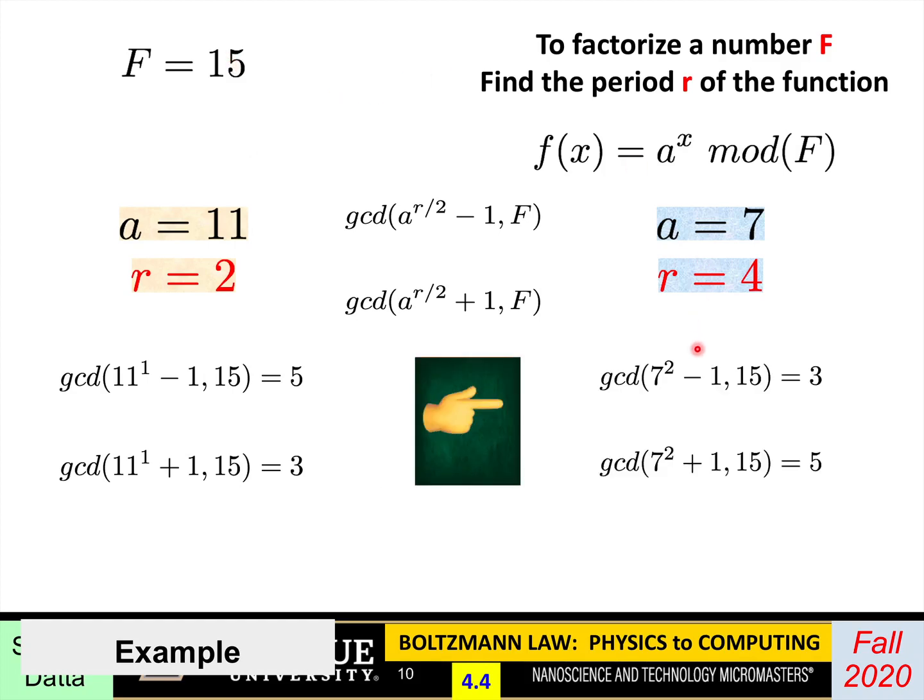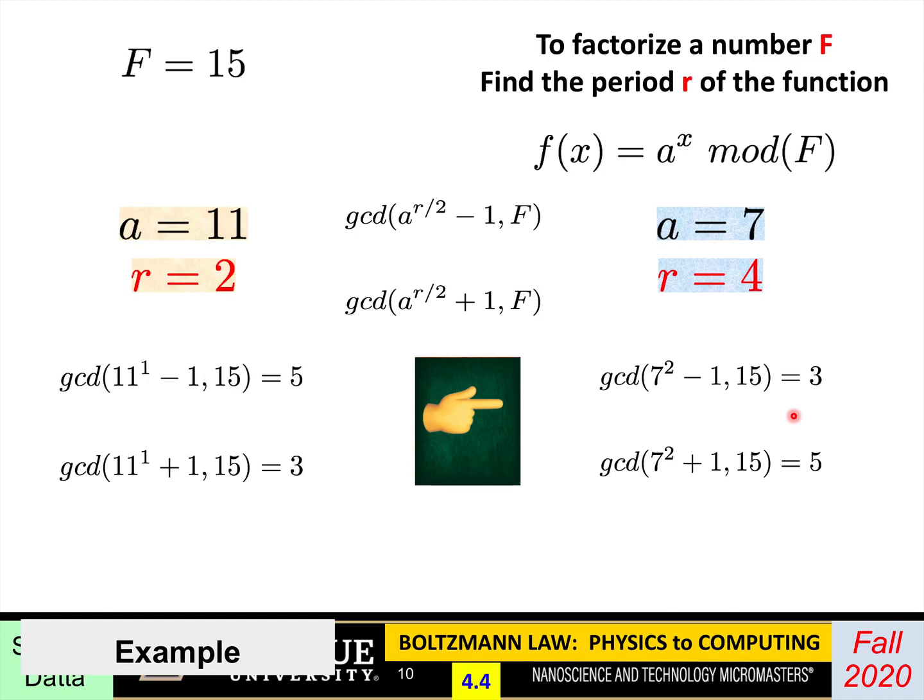7 also would get you the same answer, but in a different way. Here r over 2 is 2, so we have 7 squared minus 1, that's 48, and with 15 the common divisor is 3. Or 7 squared plus 1, that's 50, and with 15 the common divisor is 5. So again you get the correct factors. So that's how the overall thing works.